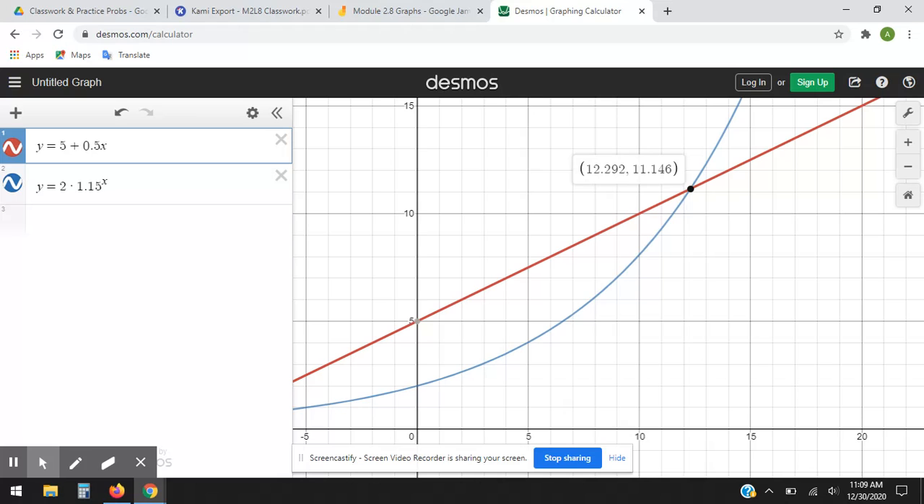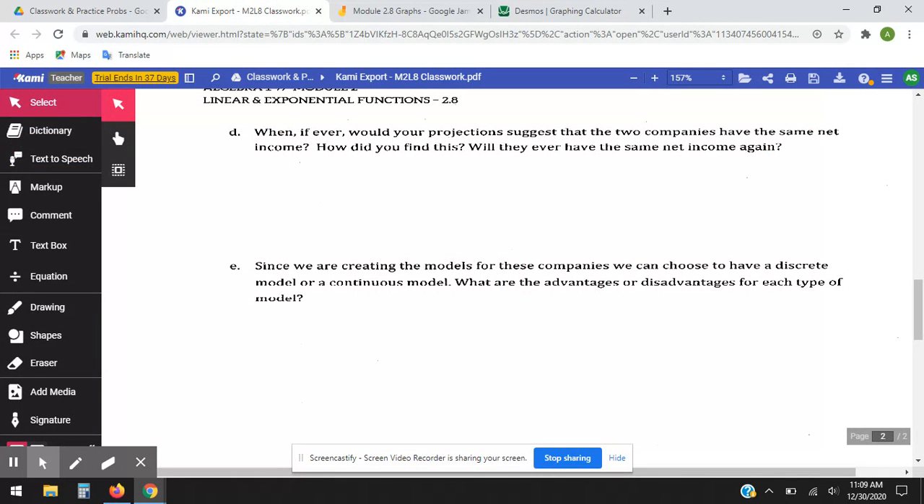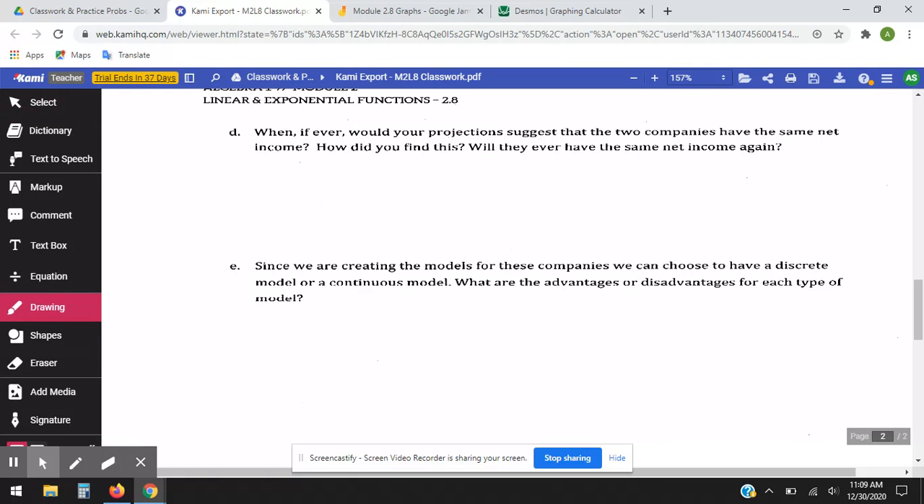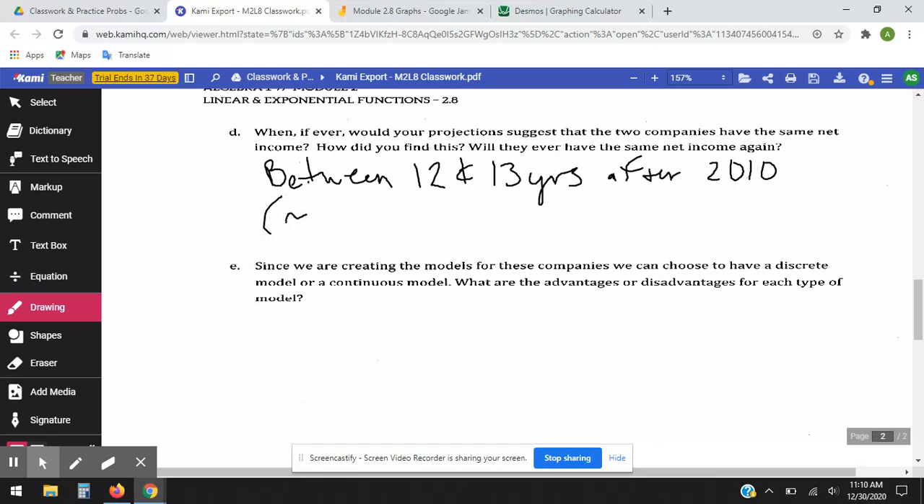So we're going to go back to our thing. When, if ever, would you predict them to have the same net income? So it's between 12 and 13 years after 2010. So approximately 2022. How do we find this? Well, we use the Desmos graphing calculator. You could have guessed and checked as well.